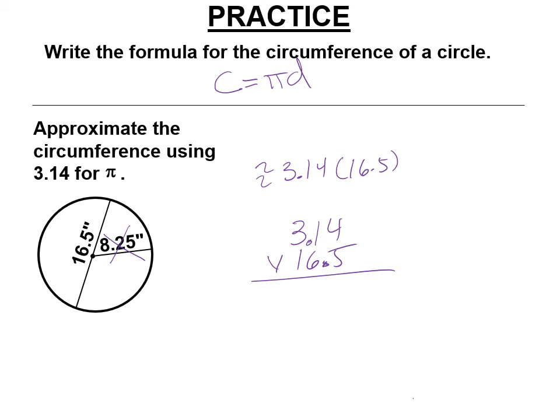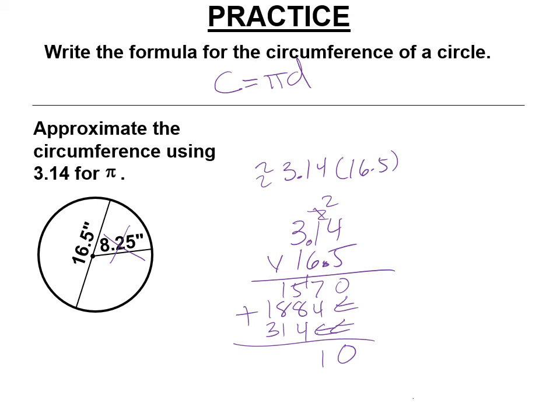We do not line up our decimal points. We're multiplying, not adding. 5 times 4 is 20. 5 plus 2 is 7. 5 times 3 is 15. Step over for the second row. 6 times 4 is 24. 6 times 1 is 6, plus 2 is 8. 6 times 3 is 18. Step over twice for the third row. We're multiplying 3, 1, and 4. We're adding up 3 rows.